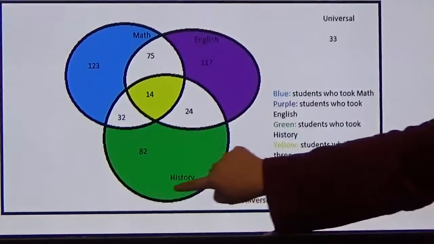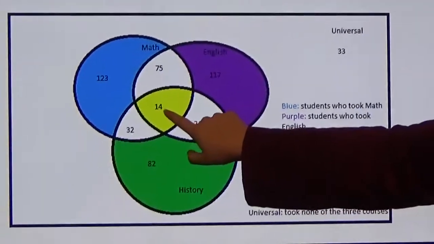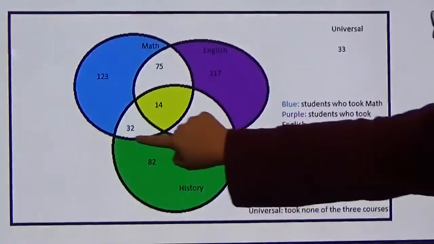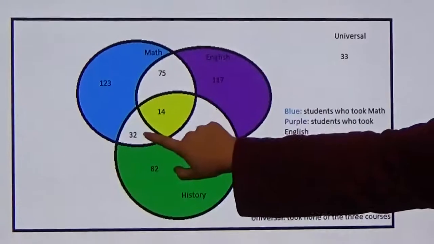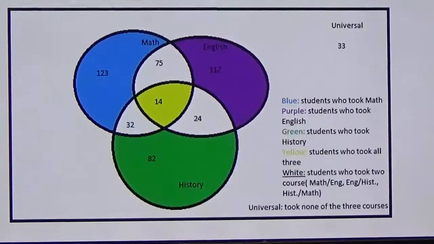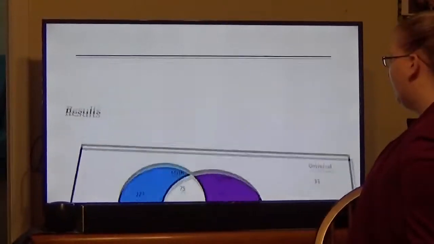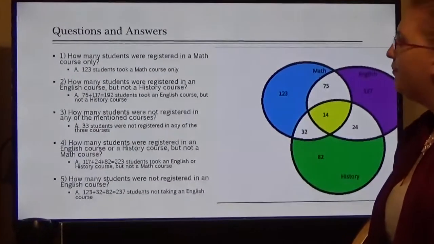So for the history circle, it's just this circle, so it's going to be the 24, 14, and 32. And then for math, it's this circle, so it's the 75, 14, and 32. Moving on to some of our more elaborate questions, I'm going to break down how we got to these answers.